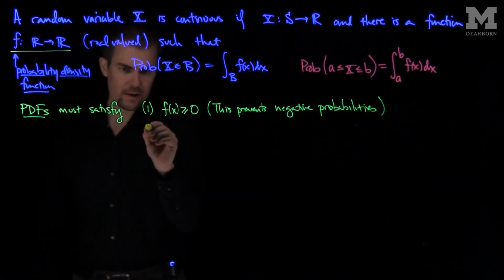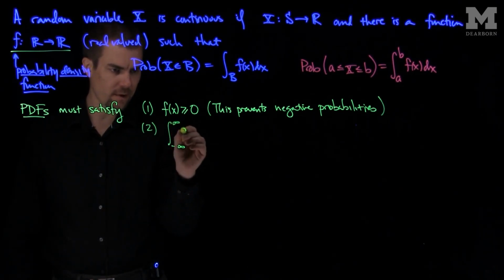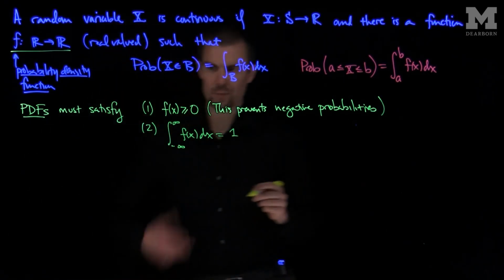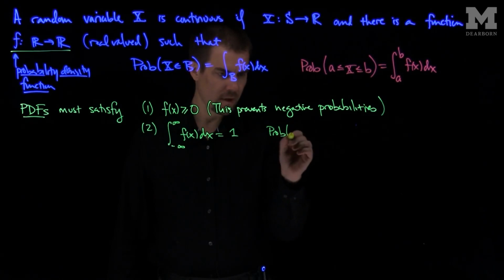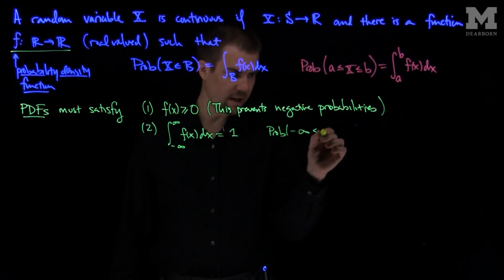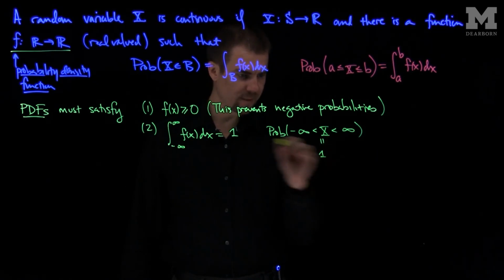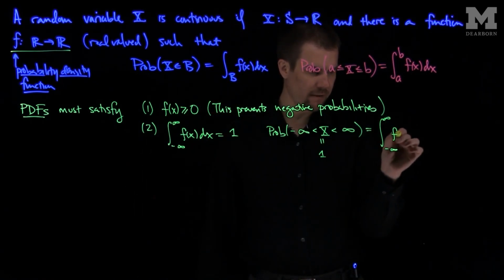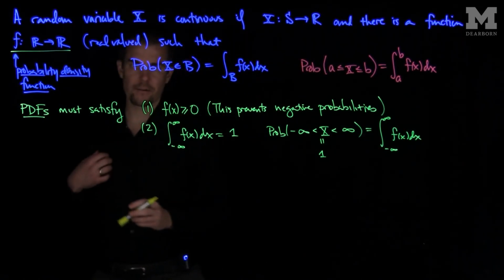The second condition we need is that the integral from negative infinity to infinity of f of x dx is equal to 1. And the reason we need this is because if I look at the probability that X is between negative infinity and positive infinity, we know that probability has to be 1, and that is the integral from negative infinity to infinity of f of x dx. So those two conditions are necessary for a PDF.